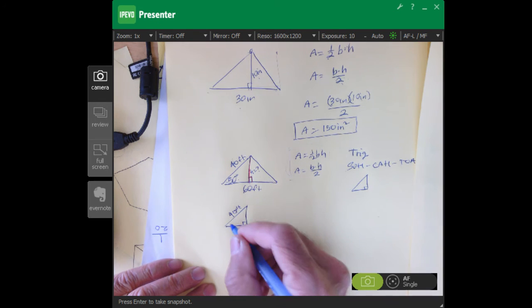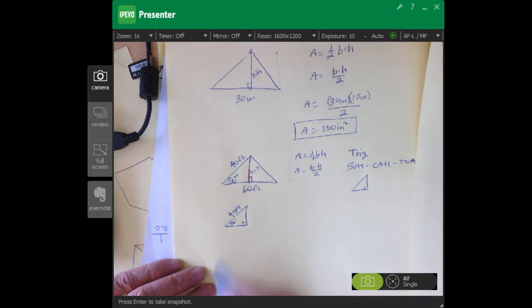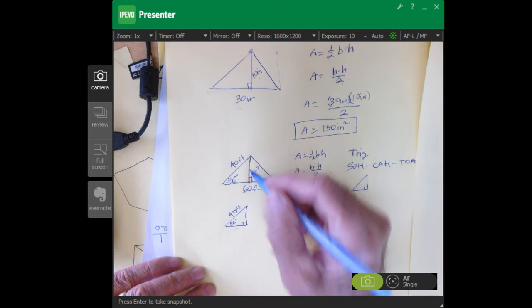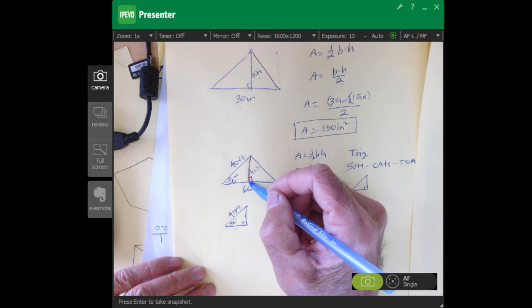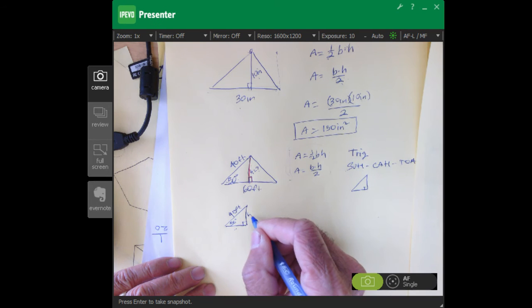We have 40 feet here, 50 degrees here. We don't know what's down here, and we don't even care. What we're looking for is this right here. We want to know how high it is. So what is the height?